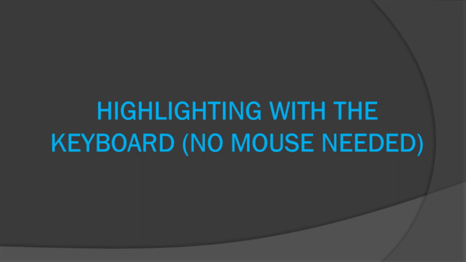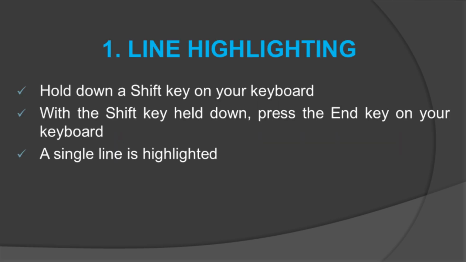Highlighting with the keyboard. No mouse needed. For more precise highlighting, nothing beats the keyboard. Line highlighting. To highlight a single line, move your cursor to the start of the line you want to highlight. You can move the cursor about with the arrow keys on your keyboard. Play about with them and see what happens. Hold down a Shift key on your keyboard. With the Shift key held down, press the End key on your keyboard. A single line is highlighted.